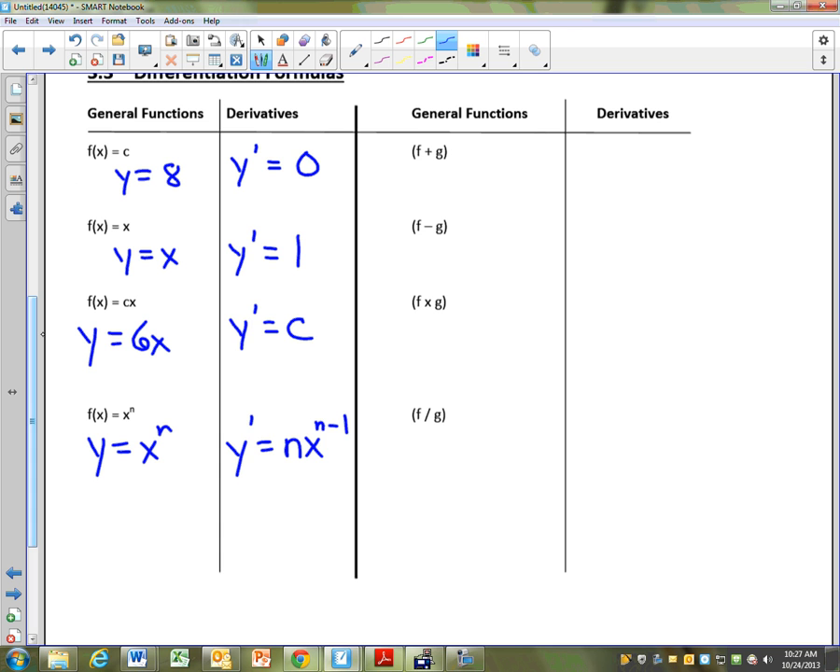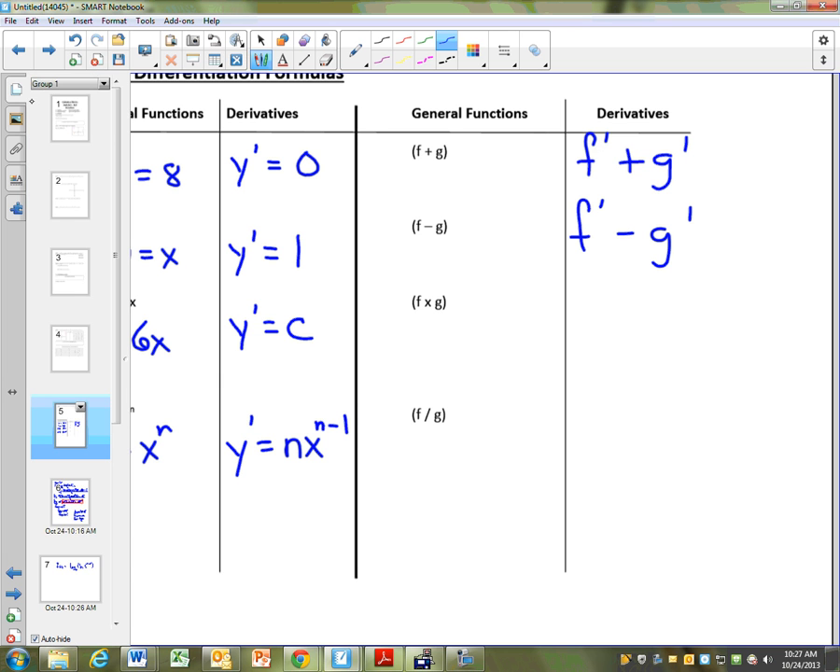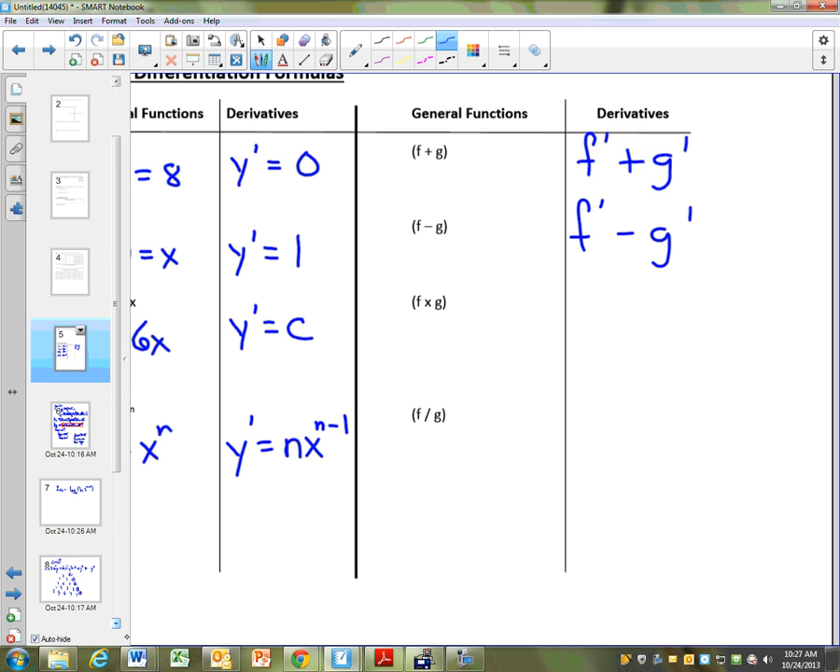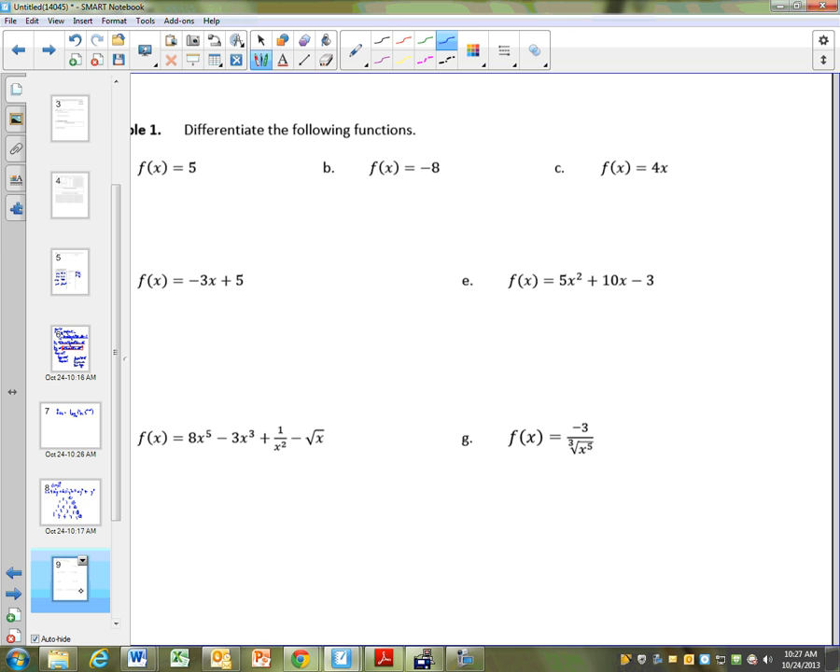If you have f plus g, you can separate it to f prime plus g prime. You can divide up the addition. And if you have subtraction, you can just do f prime minus g prime. However, you can't do that with multiplication and division. So that's what we'll talk about tomorrow. But for today, let's flip it over to the next page and practice what we've learned on some of these problems.